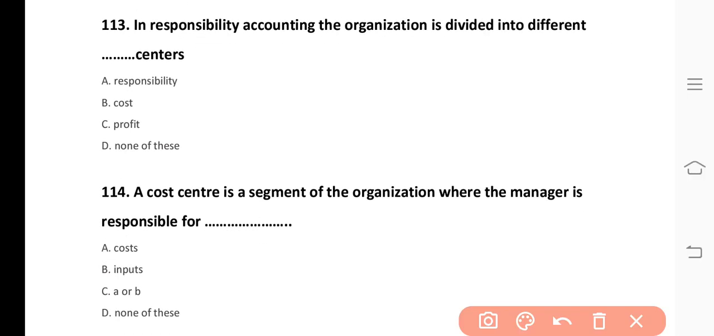MCQs number 113. In responsibility accounting, the organization is divided into different centers. Option A responsibility center, option B cost center, option C profit center, option D none of these. So correct option is option A, responsibility center.